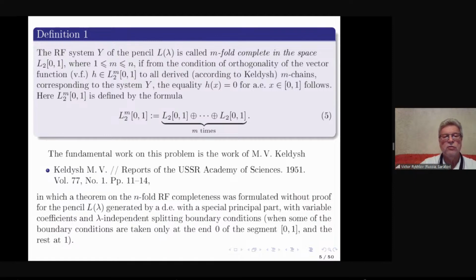The fundamental work on this problem is the work of Keldysh, published in 1951, in which a theorem on the n-fold root function completeness was formulated without proof for the pencil L of lambda generated by a differential expression with a special principal part with variable coefficients and lambda-independent splitting boundary conditions, when some of the boundary conditions are taken only at the end 0 of the segment (0,1) and the rest at 1. 6.